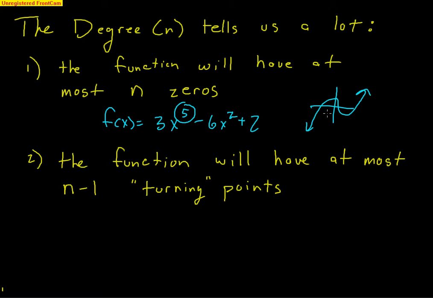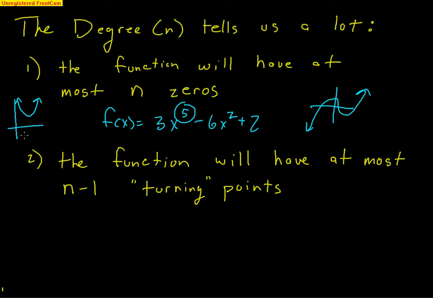So if you have an odd degree, the fact that the left and the right ends are doing something different, you absolutely have to have at least 1 zero. Now, if you have an even degree, remember both ends are going up, and if that is all above the x-axis, you could end up with no zeros. So keep that in mind as well.